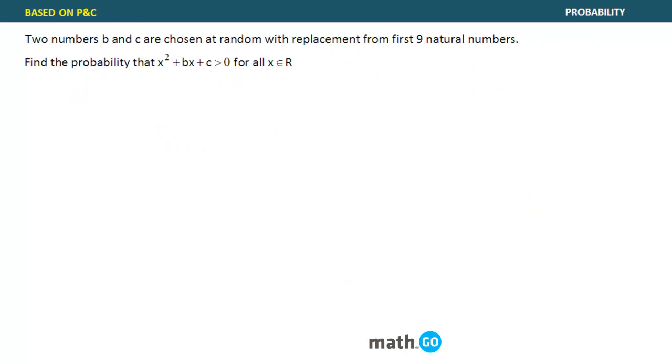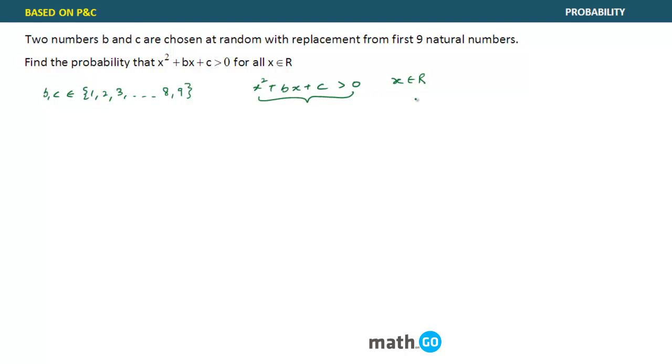Let's take a question again which comprises quadratic equations and a mix of probability. It says two numbers b and c are chosen at random with replacement from the first 9 natural numbers. So b and c must belong to this set of numbers, 1 to 9. Find the probability that x square plus bx plus c is greater than 0 for every value of x belonging to R.